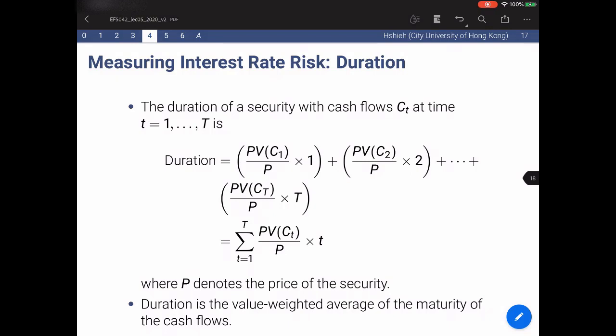Okay, so let me go over each component of the definition of Macaulay duration, or just bond duration. So bond duration is going to be defined in the following way. It's simply the present value of each cash flow period divided by the price of the asset or bond multiplied, or weighted, by the time period.